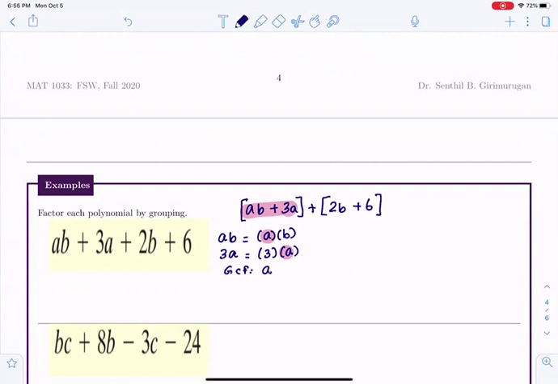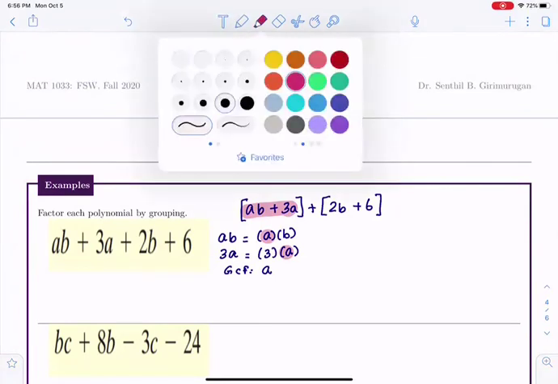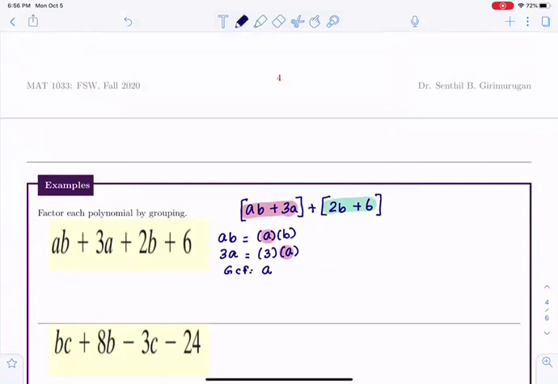Now we can move on to the second expression, which is right over here. And there are two terms. We have 2b, and the factors are simply 2 and b. 6 is the bigger number, and I can write it in terms of 2. So 6 can be written as 2 times 3. So the GCF for those two terms would simply be 2.